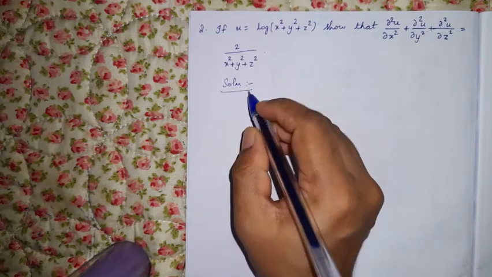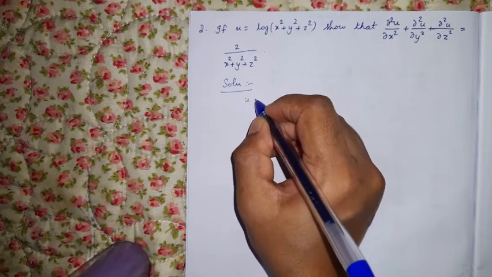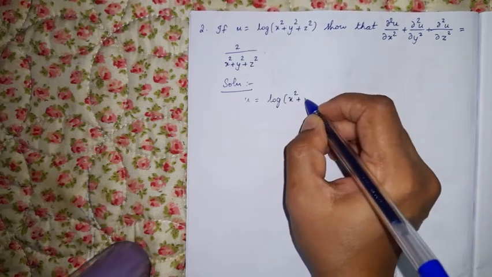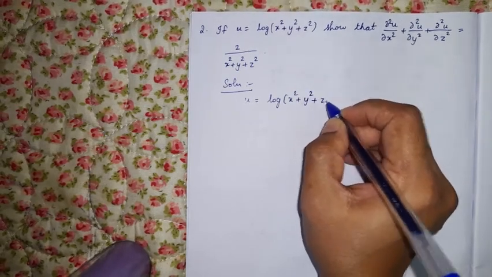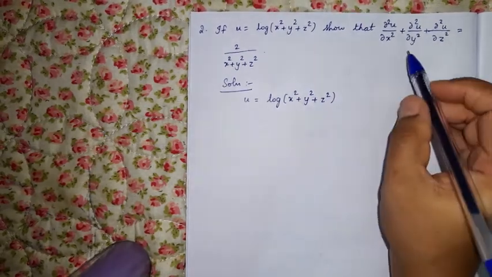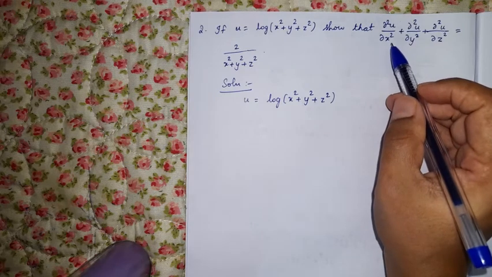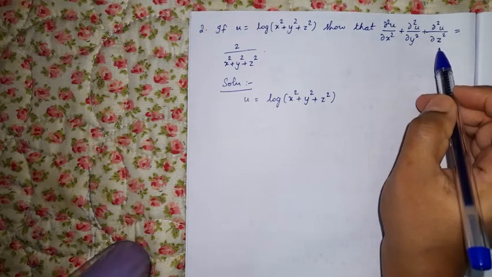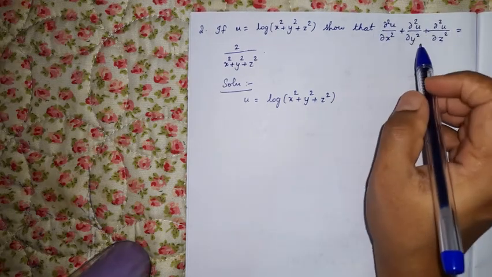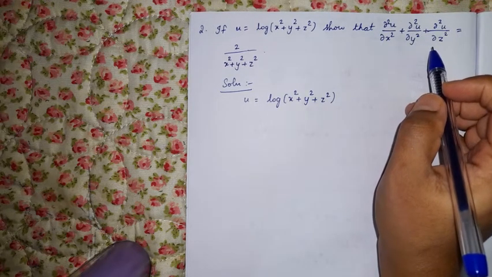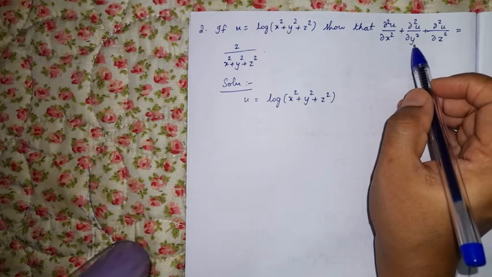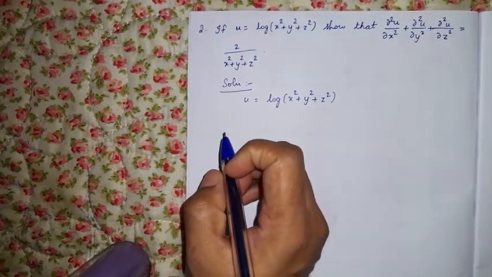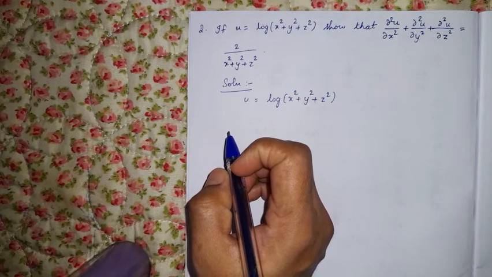Solution. You have u as log of x square plus y square plus z square. You have to find dou square u by dou x square, dou square u by dou y square and dou square u by dou z square. So everything is a second order partial derivative. For that you have to find the first order partial derivative first, then you can find second order partial derivatives from that.